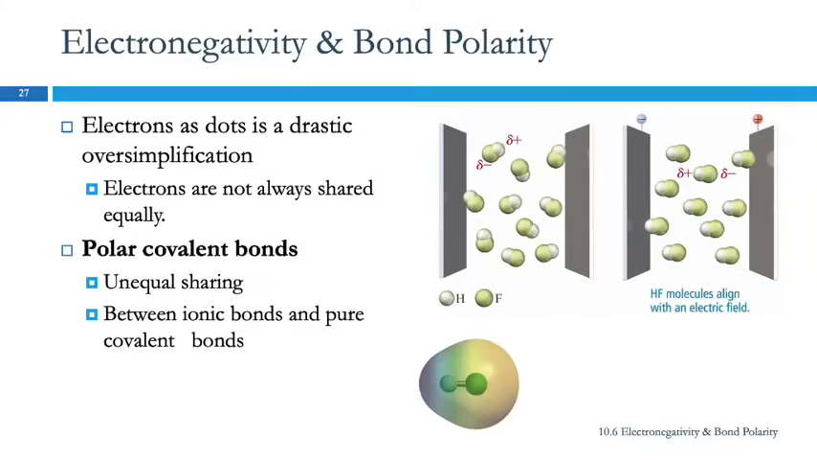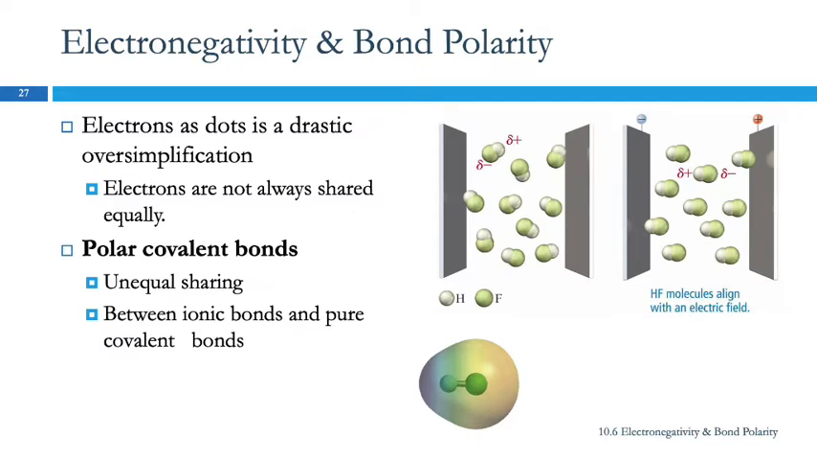Representing electrons as dots is a drastic oversimplification, right? Because we just learned more than we wanted to know about electrons and the wave-particle duality and all of that crazy stuff. And now we're just going to make them be dots on a piece of paper? Well, it makes it a lot easier to think about. But this is a very, very drastic oversimplification.